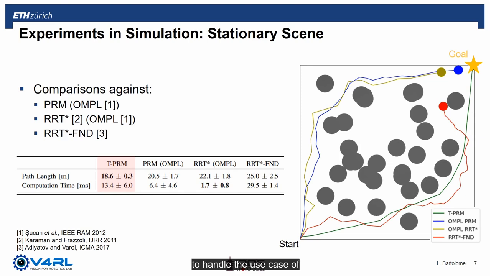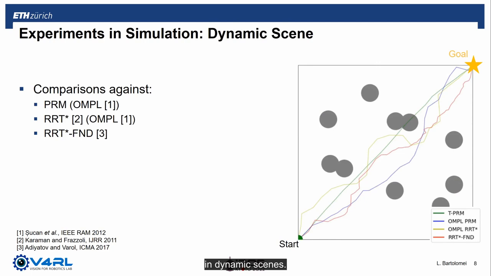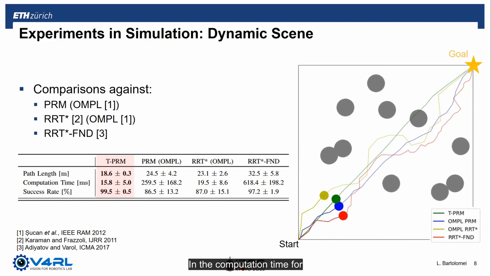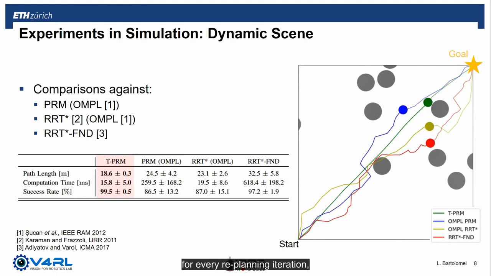We obtain similar results in dynamic scenes, where T-PRM reaches the highest success rate. In the computation time for the OMPL planners and RRT star FND, we consider the total time for every planning iteration, as these planners need to recompute their trajectory every time they find a collision with an obstacle.